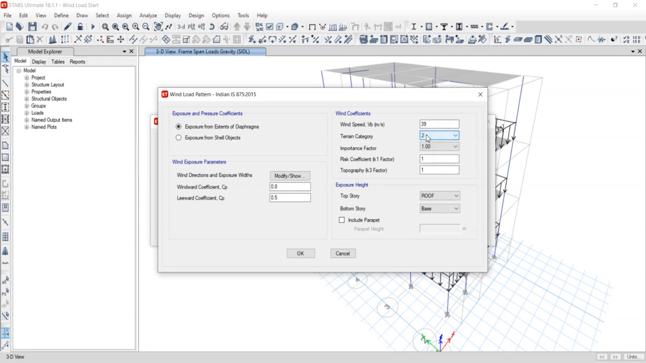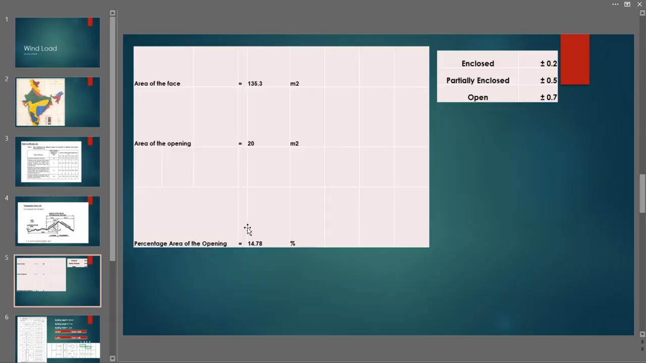You can get all these values from the IS code, but the problem is how to deal with these wind exposure parameters, how to get the windward coefficient, and how to get the leeward coefficient. Let's see that. Looking at this area, the area of the face, first of all you have to find the area of the face, and then you have to find the area of the opening. After that you take the percentage, and that percentage will come to around 14.78. Generally, if you don't know all these things, what the area is, what the opening is, you have to consider it as partially enclosed.